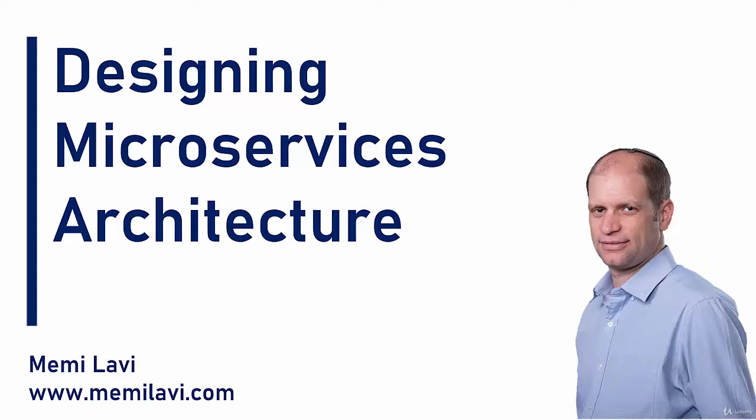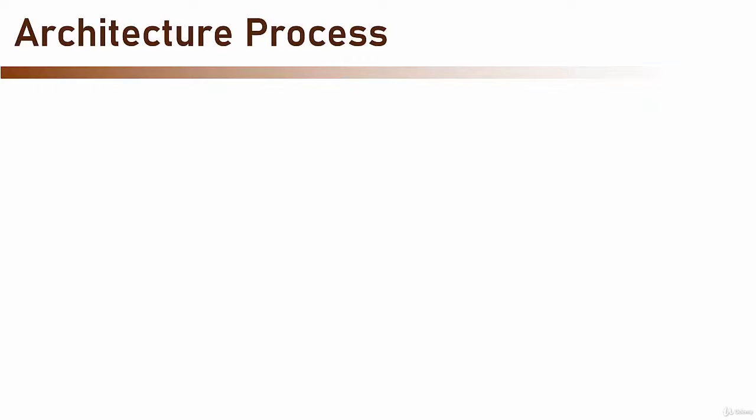So, we've talked about the concept of microservices and what the definition of microservices is. We discussed various attributes such as decentralized governance, infrastructure automation, and more. But now it's time to understand where and how we put all this together. In other words, what is the process of actually designing microservices architecture? So this is what we are going to talk about in this section.